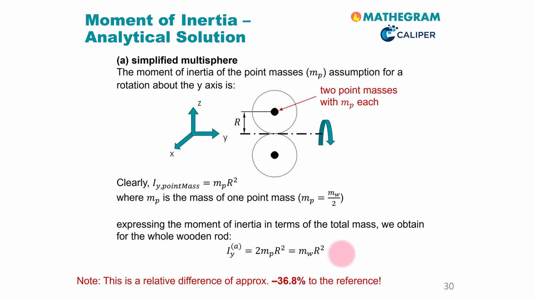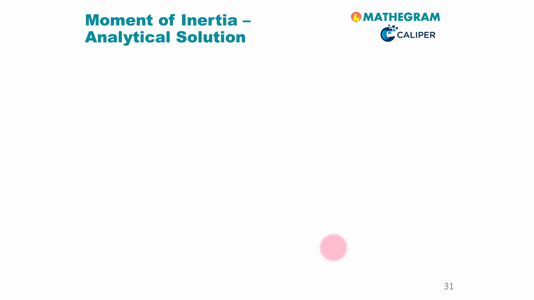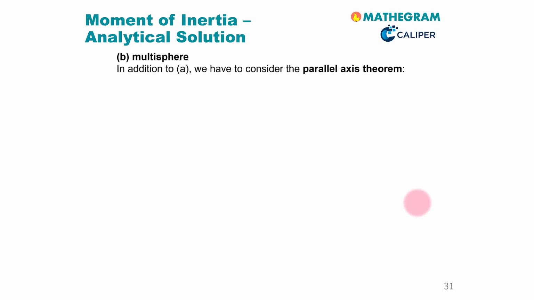So obviously the simplified multisphere assumption is not very realistic. The next assumption that we have outlined before is the multisphere approach. Here we have to consider the so-called parallel axis theorem. This is a very important theorem when calculating the moment of inertia.